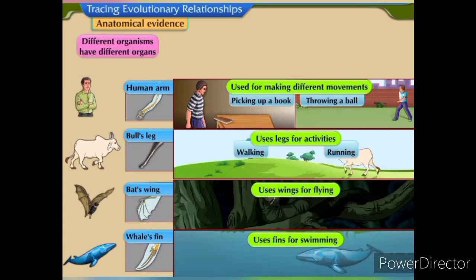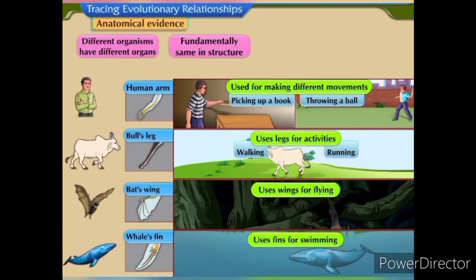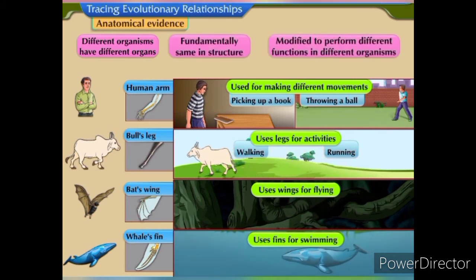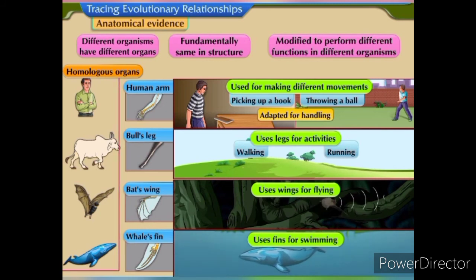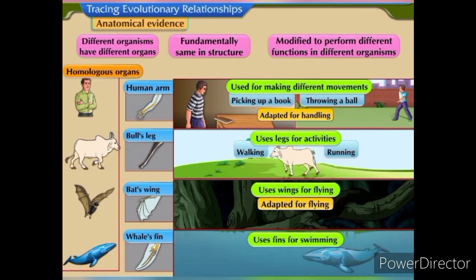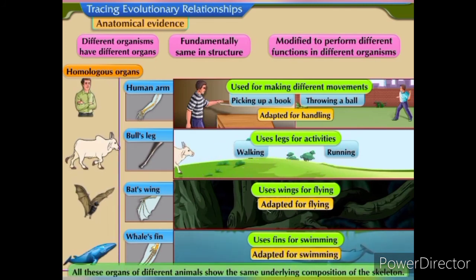Different organisms have different organs which are fundamentally the same in structure but are modified to perform different functions. These are called homologous organs. For example, the four limbs of man are adapted for handling, while the four limbs of a bat are adapted for flying, and those of aquatic animals, like whales, are adapted for swimming. All these organs of different animals show the same underlying composition of the skeleton.